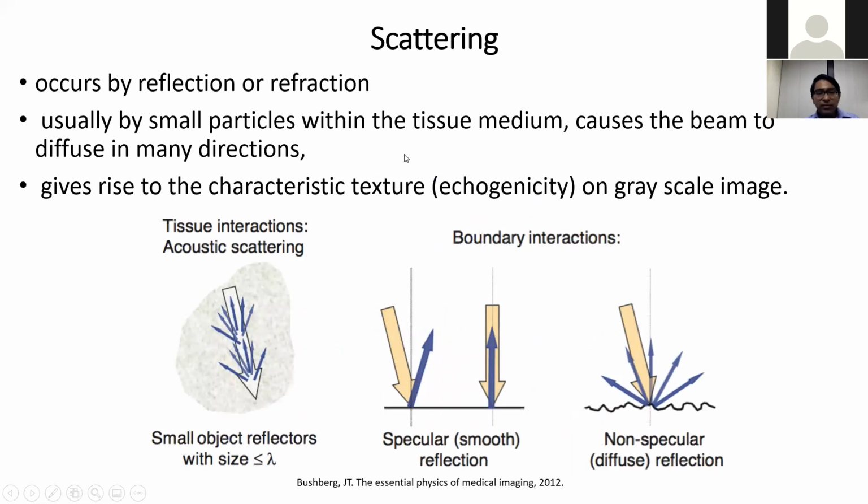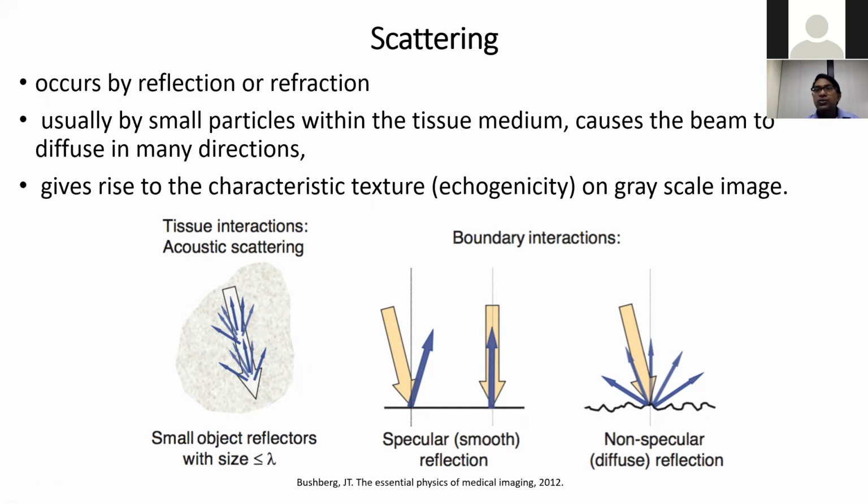Another major concept for ultrasound is scattering. Scattering occurs by reflection or refraction, and this is what causes us to get those echoes back. When we send a sound wave in, there are scatterers, which are small reflectors with size less than lambda, where lambda is the wavelength of the sound wave being sent into the medium. These reflectors reflect or scatter the sound wave.